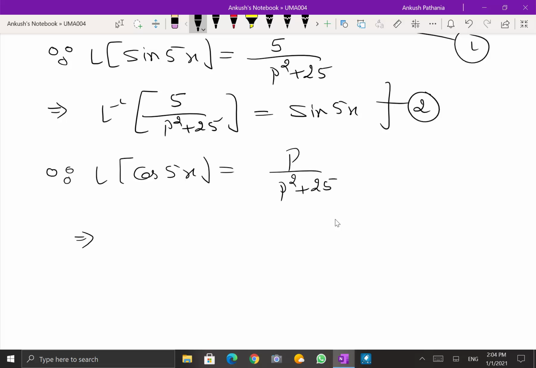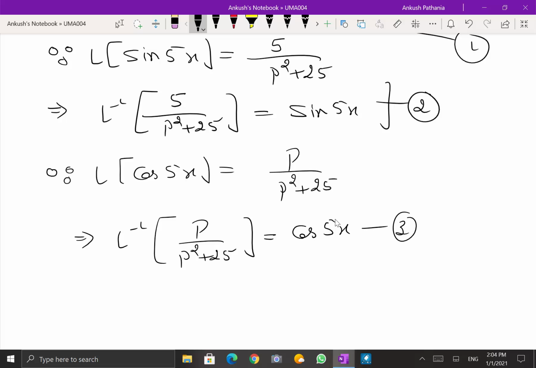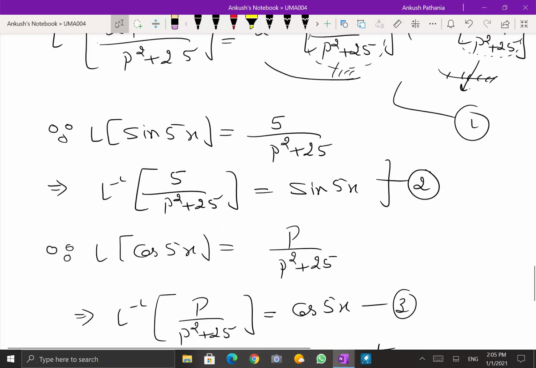So this implies Laplace inverse of p upon p square plus 25 that he was asking, and that is why in this case I took the constant outside. Otherwise, if it is there, that is not going to create any problem. So this is cos 5x, equation number 2. Put 2 and 3 back in the question. In 1, this is equation number 1.